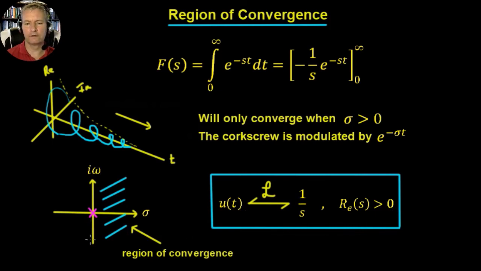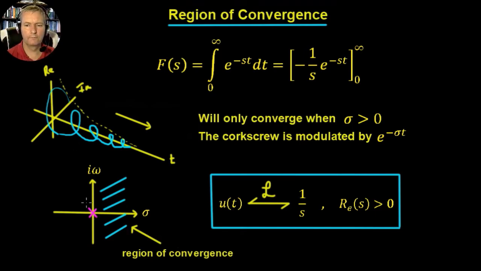And you can see that region of convergence here. We have our j omega, and we have our sigma, and the blue line here shows that the region of convergence is whenever the value of sigma is greater than 0. If sigma was less than 0, this integral wouldn't converge, and you can see that drawn out diagrammatically as well. You can see that the corkscrew here is modulated by that envelope e to the minus sigma t. So as t tends off to infinity, this corkscrew tends towards 0. So we'll see that in the next few videos, and we'll see how we can adjust this region of convergence.